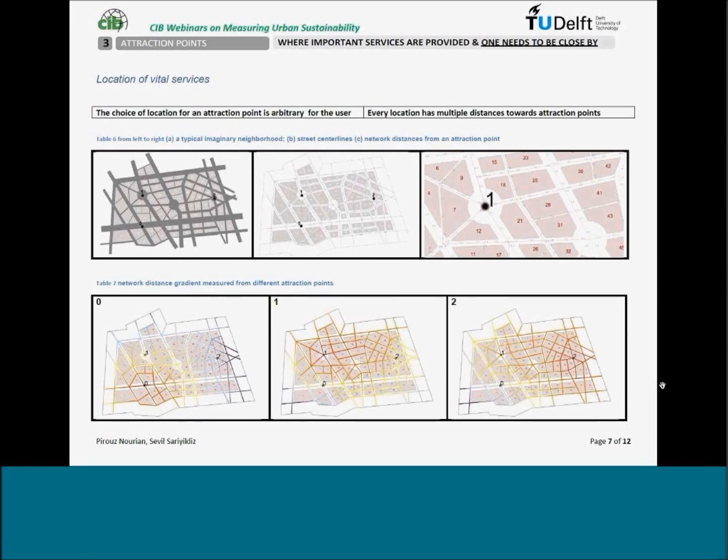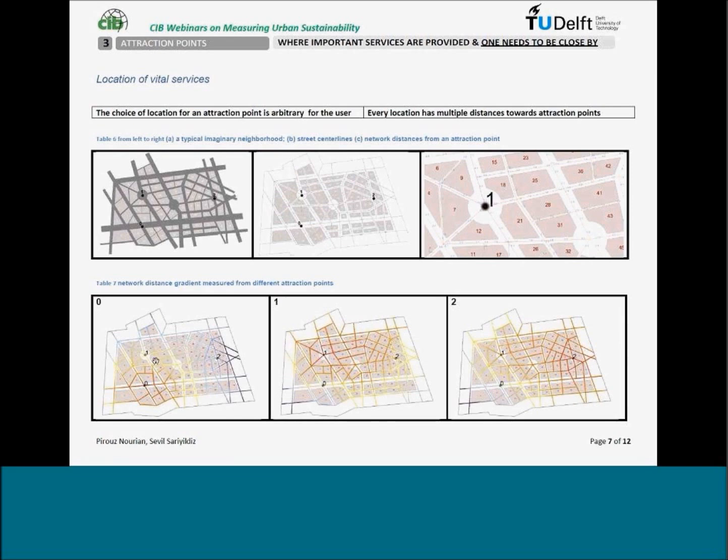Okay, here you see a typical imaginary neighborhood. It is chosen as an imaginary neighborhood because we need to be able to do it in any given neighborhood, which is modeled in terms of its street network and urban blocks. And here you can see how network distances are measured from a few attraction points on the network. These attraction points are arbitrarily chosen by the user as the location of vital services.